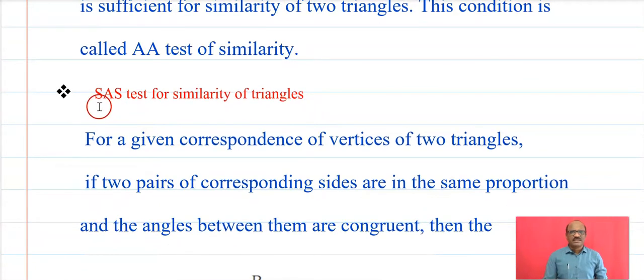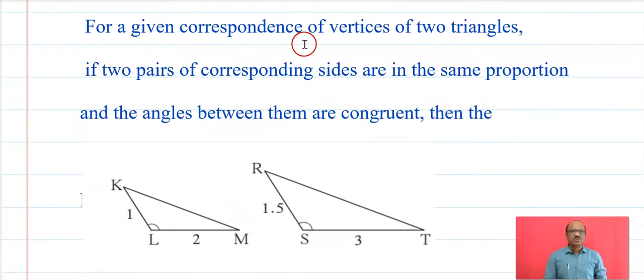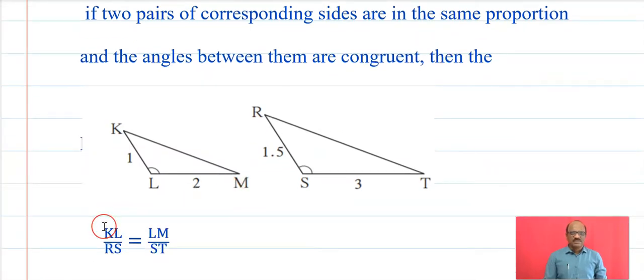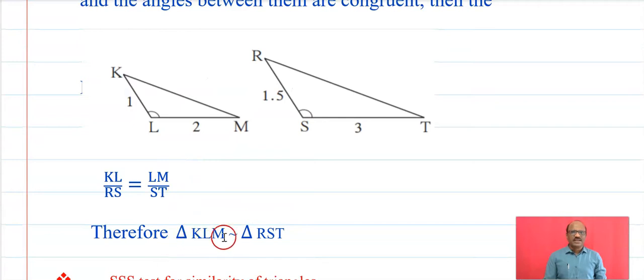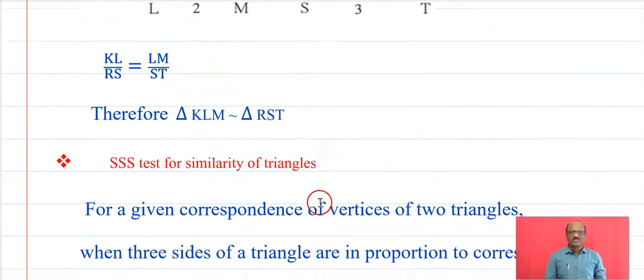Now the next test is the side-angle-side test for the similarity of triangles. For a given correspondence of the vertices of two triangles, if two pairs of corresponding sides are in the same proportion and the angles between them are congruent, that is KL/RS = LM/ST, then triangle KLM is similar to triangle RST.